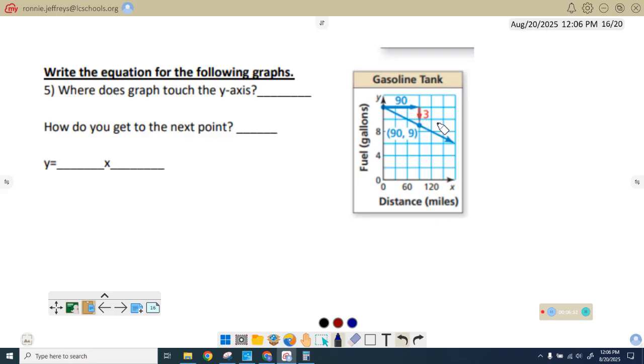We'll probably spend more time on the graphs because these are the ones that people miss the most. Okay. Where does it touch on the y-axis? So this goes 2, 4, 6, 8, 10. This touches at 12. All right. So that is our K value.